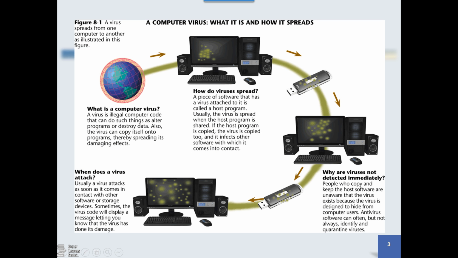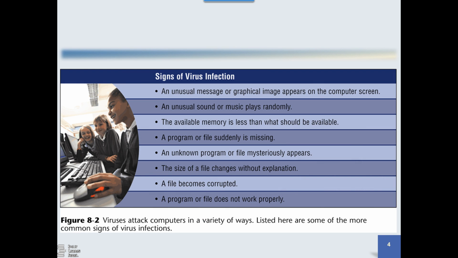Here's a diagram showing what a virus is and how it spreads. And this is like a cycle. It happens. What is a computer virus? How do viruses spread? Why are viruses not detected immediately? What does a virus attack? So all these things you're going to be learning here.